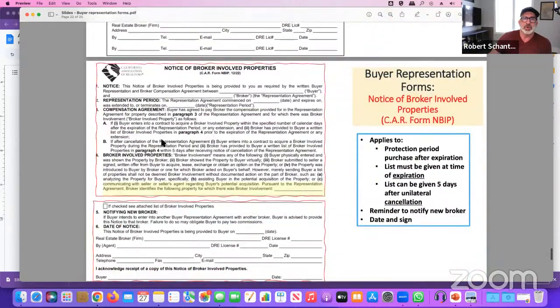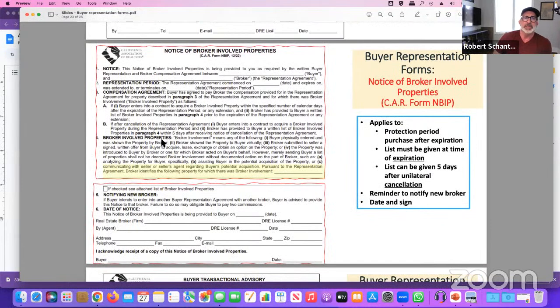And then this is the form Mark was talking about, the notice of broker involved properties. What this applies to is the protection period after expiration. This list must be given at time of expiration, and that list can be given 5 days after a unilateral cancellation, meaning one person decided to cancel. And then it's a reminder to that buyer to notify the new broker that they're going to do business with, and then a place for date and signature.